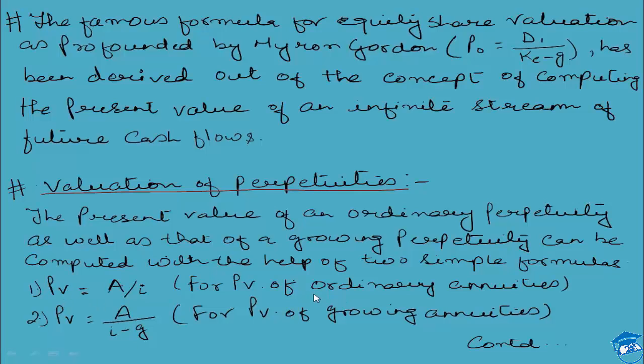So for the first case, that is the present value of ordinary perpetual annuities, the formula is present value is equal to A upon I, while in the case of calculation of present value of growing perpetuities, the formula is present value is equal to A upon I minus G. So now let's look at the derivation part.